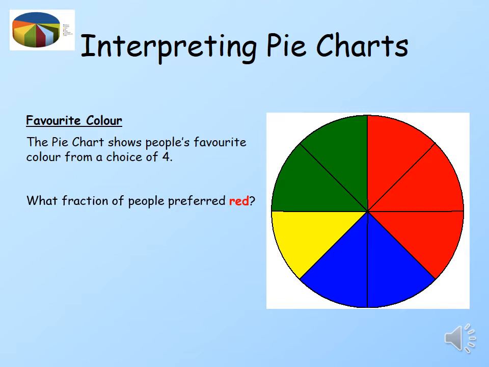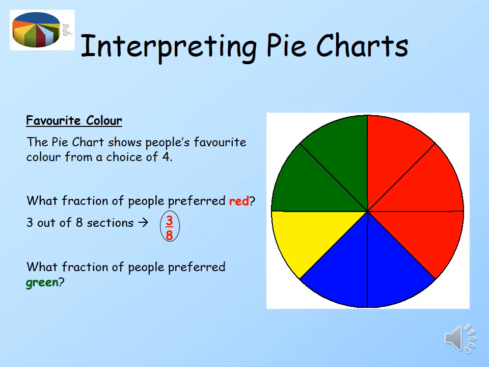What fraction is red? So the whole circle or pie chart has been divided into 8 sections. So red is 3 out of 8, or 3/8. Okay, that would be the answer.